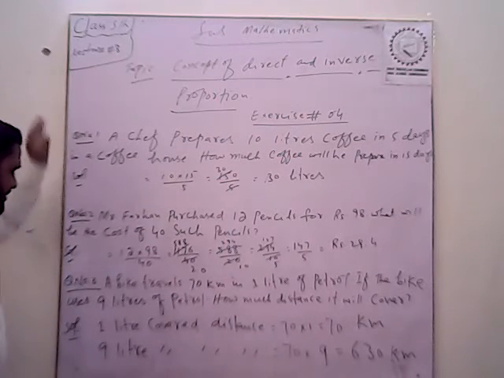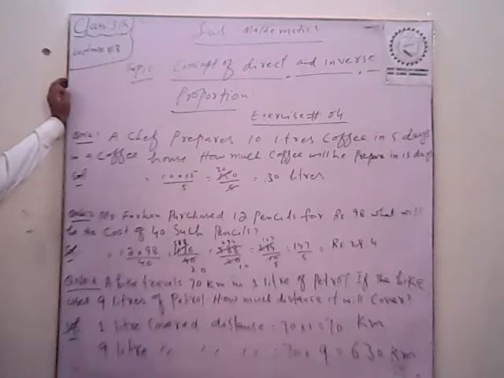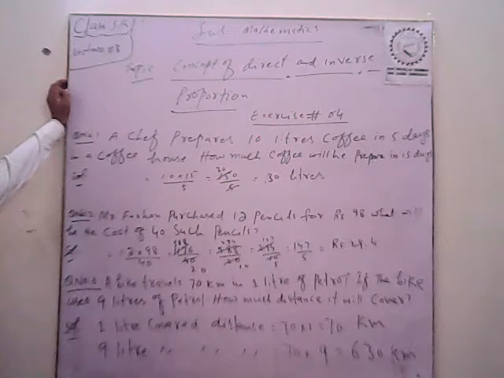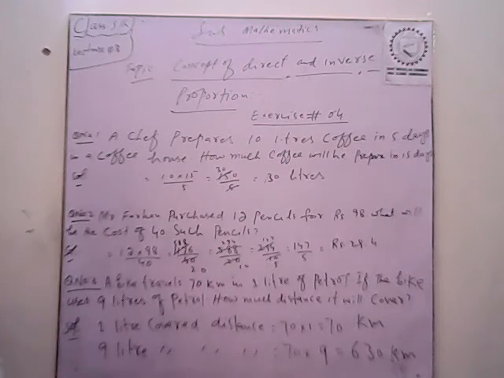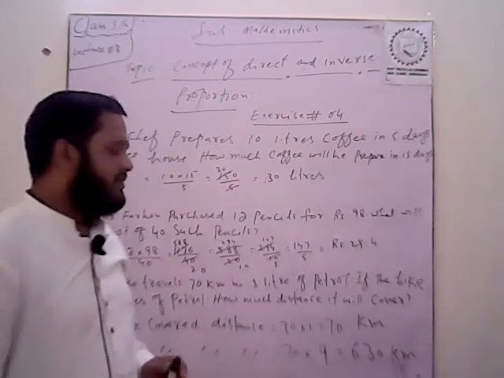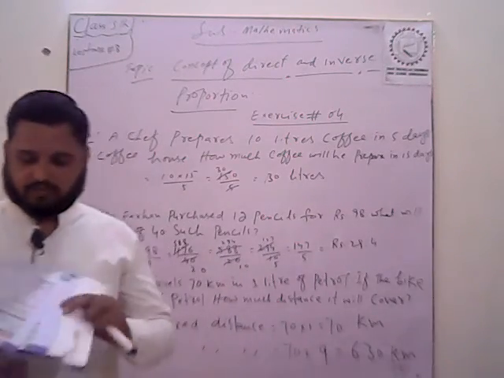So here is the solution. On 1 liter the distance covered is 70. Now 70 multiplied by 1 is equal to 70 km. So for 9 liters, the distance covered is 70 multiplied by 9, which is equal to 630 km. So 9 liters cover a distance of 630 kilometers.